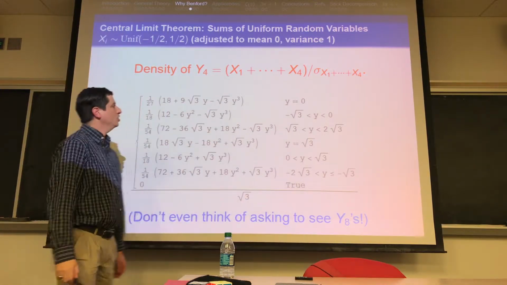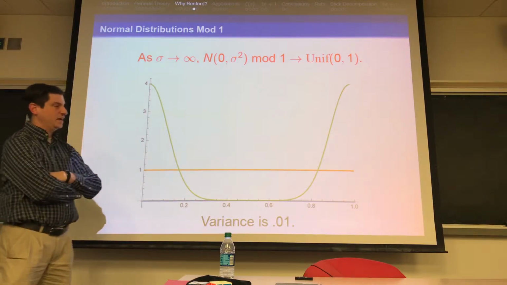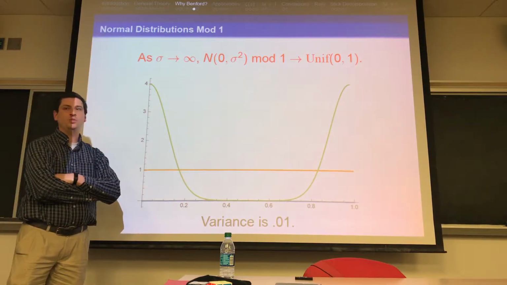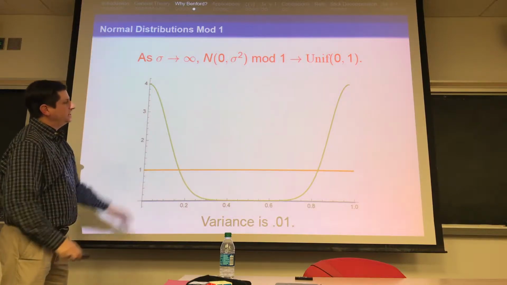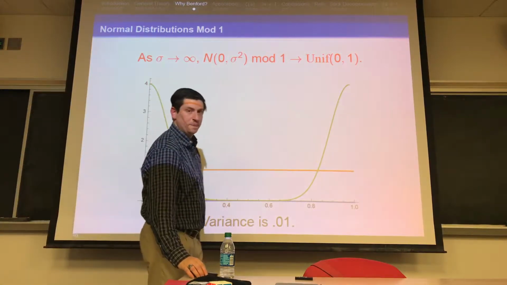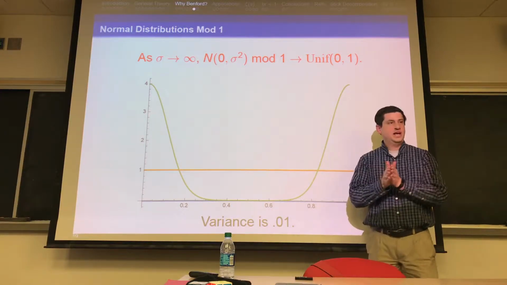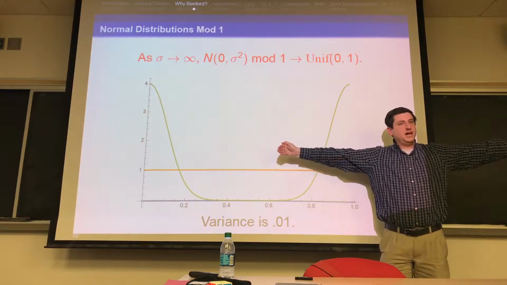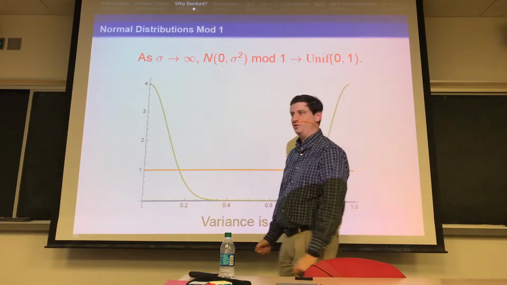Okay? So here, let's look at what happens if we look at the Gaussian mod 1. I claim that as n goes to infinity, if you look at a Gaussian with variance sigma, as the variance gets very, very large, if you then collapse it and look at it modulo 1, it's going to look like a uniform distribution.